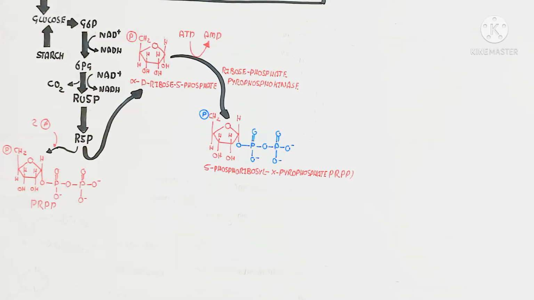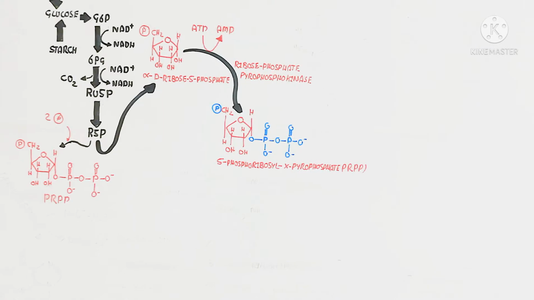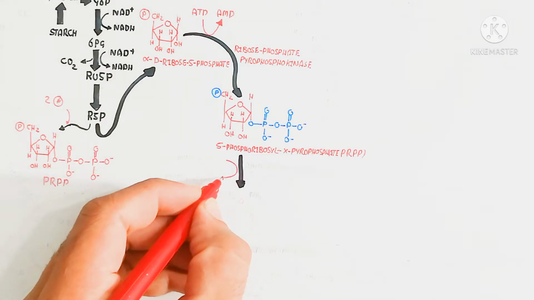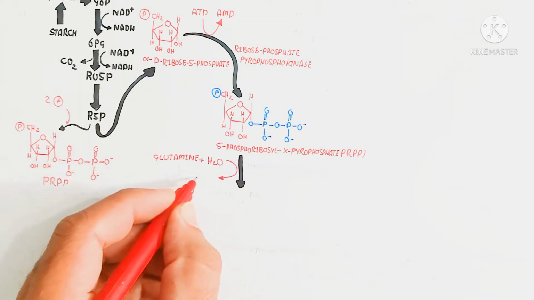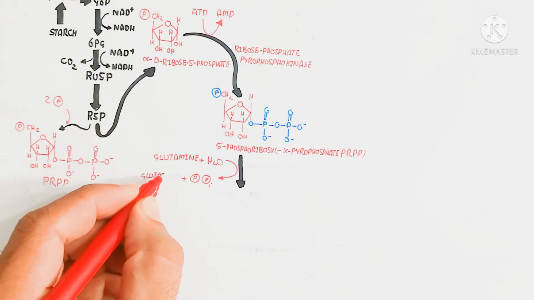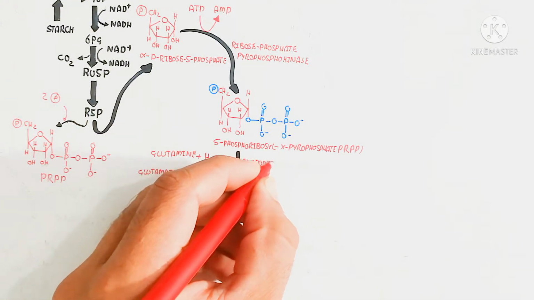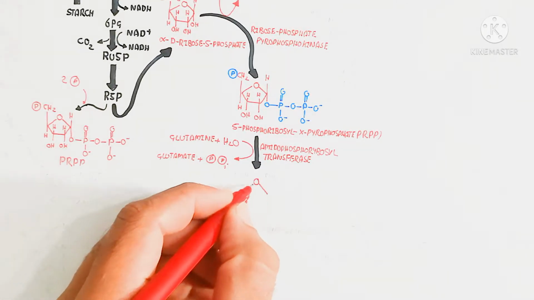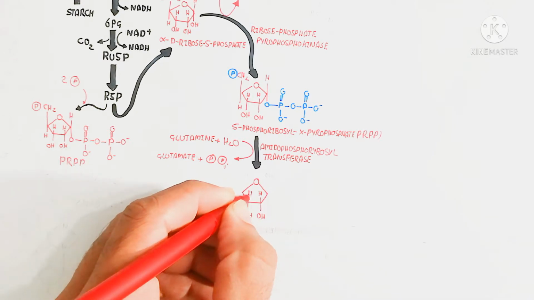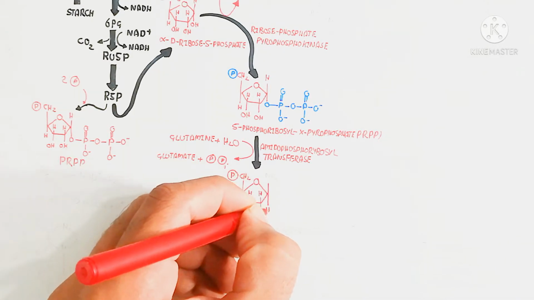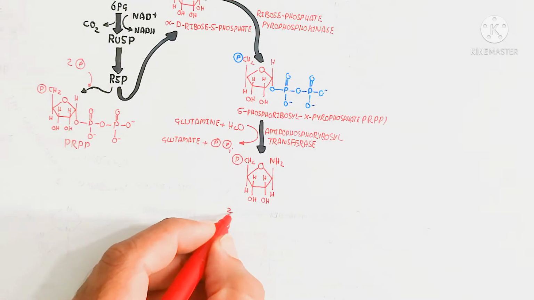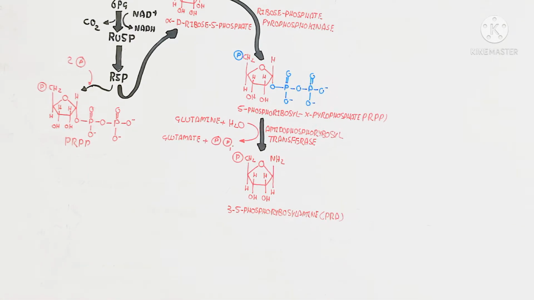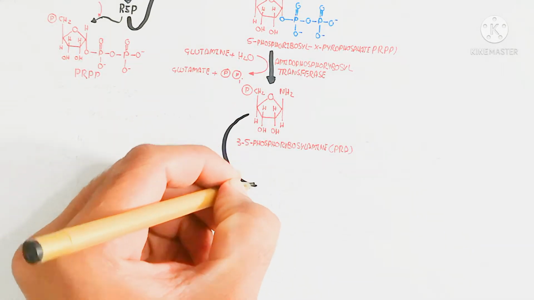So in this way, the further process will be in the presence of glutamine, and water will be used in the presence of the amidophosphoribosyl transferase enzyme to release and separate the glutamate, and the pyrophosphate will be separated, to form step 3, which is 5 phosphoribosyl amine. This is the PRA, and this is formed.